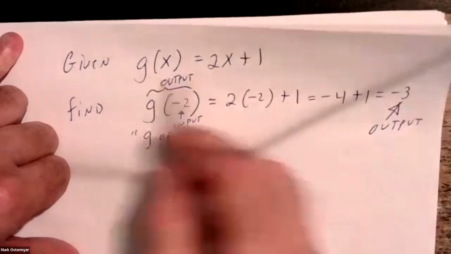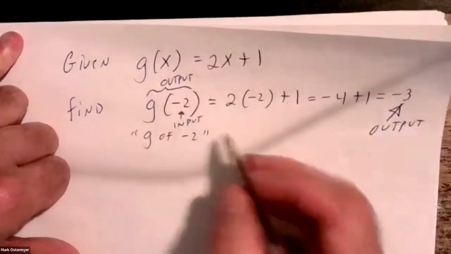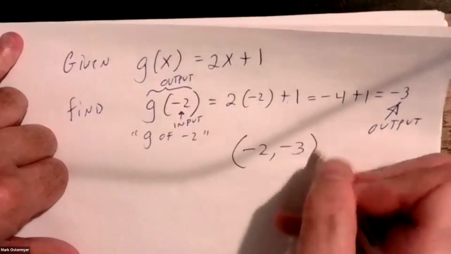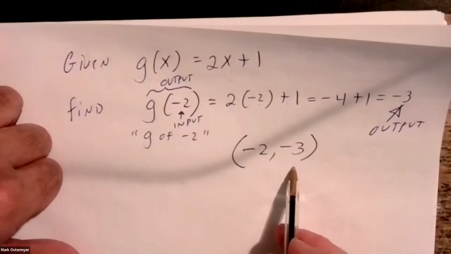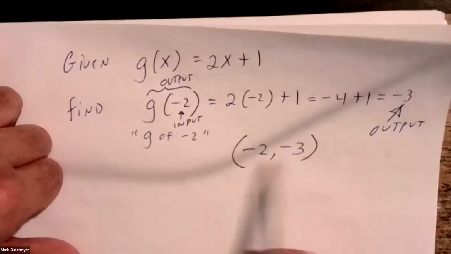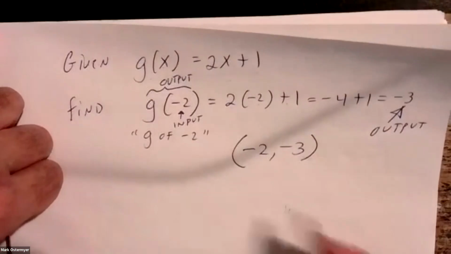Therefore, what ordered pair have I generated for this function here? I put in negative 2 and I got out what? I got out negative 3. This would be a point that would have to lie on the graph of this function. One among an infinite number of points that lies on the graph of this function.